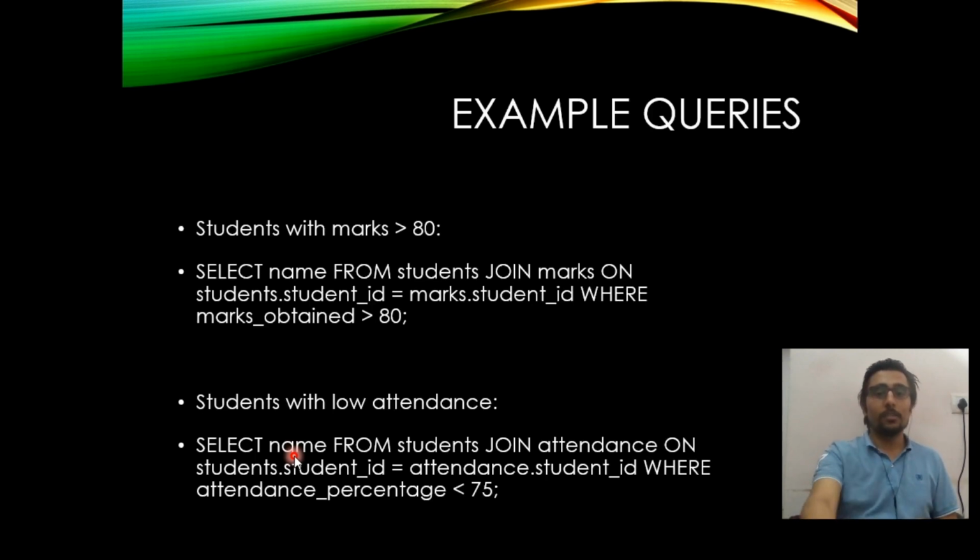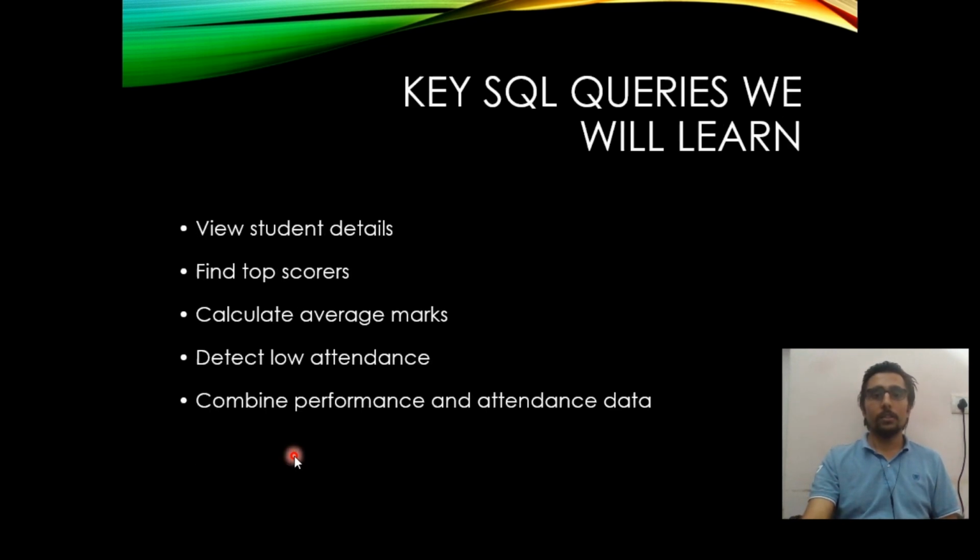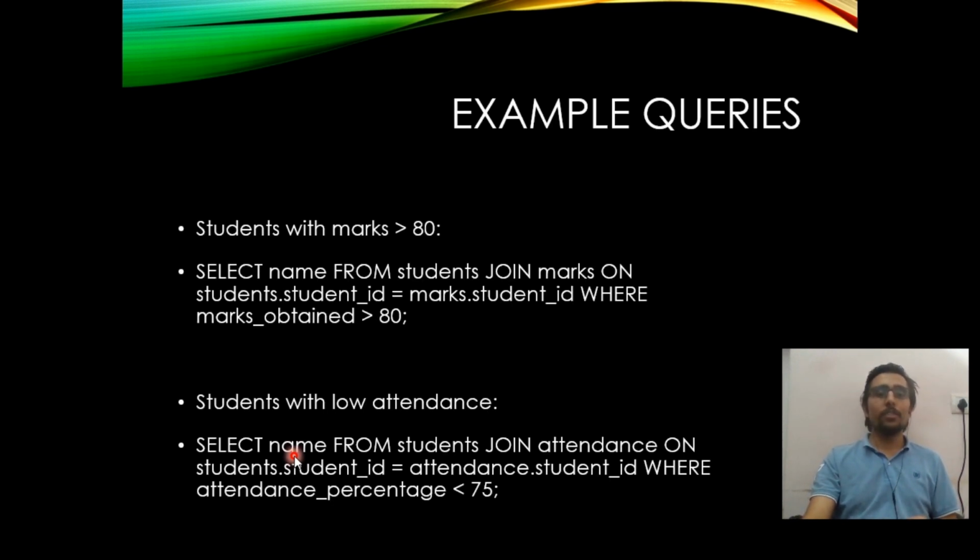So now let's go to slide 5. Example query. As you can see, we have mentioned what we are going to do. We'll do some more examples as well. So as of now, you can select which student and all. We'll be working on these tables: student, marks, attendance, and courses. And we'll be doing the queries mentioned below.